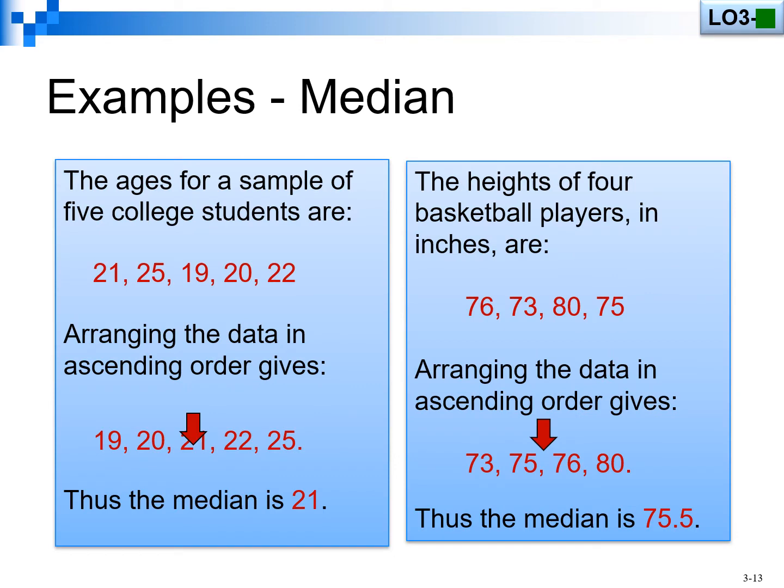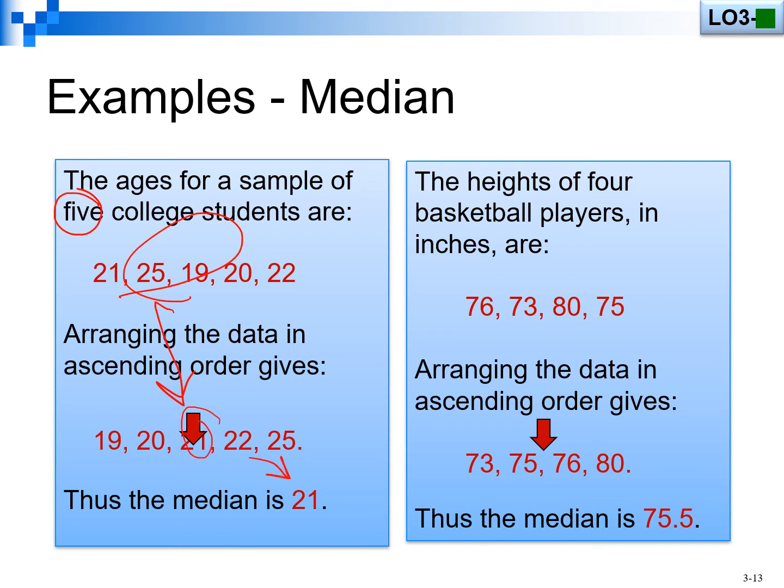So you'll notice in this example, it's a sample of 5 college students. Once you take this data and put it in ascending order, 19, 20, 21, 22, 25, the median is said to be the most middle data. So in this case, it would be 21.